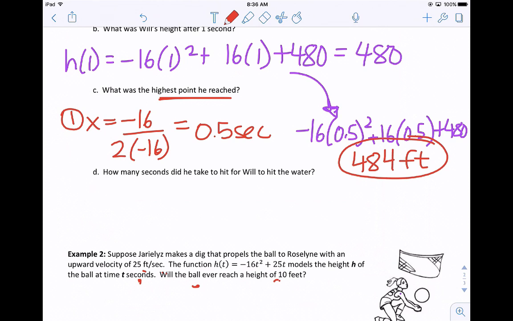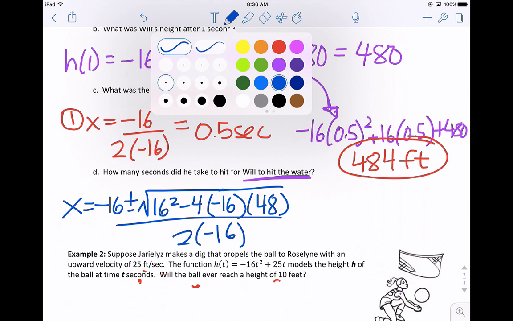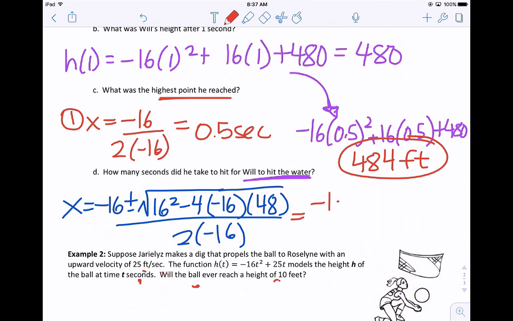How many seconds will it take for Will to hit the water? So if we're hitting the water, that's like at height 0, so we can use the quadratic formula. All right, so we have x equals opposite b plus or minus the square root of b squared minus 4ac, all of that over 2a. And so if we're plugging in, there's 3 numbers that I want. Negative 16 plus or minus, I want the discriminant. So if you type that whole thing in, you'll get 30,976 all over negative 32.